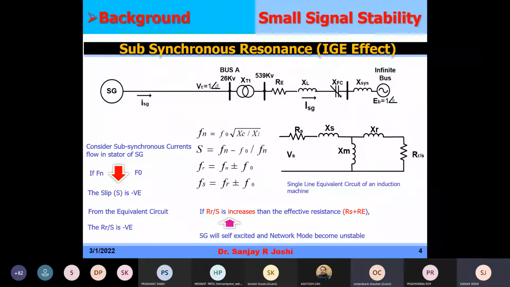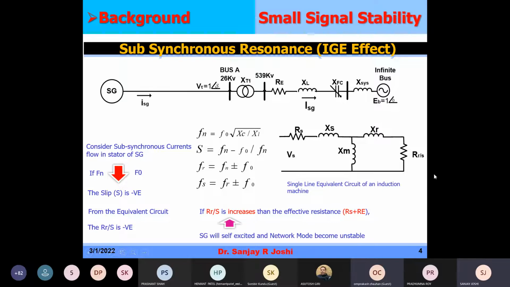If you look at the equivalent circuit, Re is not shown here, but Rs plus Re together comprise a resistance in the circuit with respect to the terminal voltage of the generator, that is the bus A. So this circuit is to be looked at from terminal A, okay, node A.